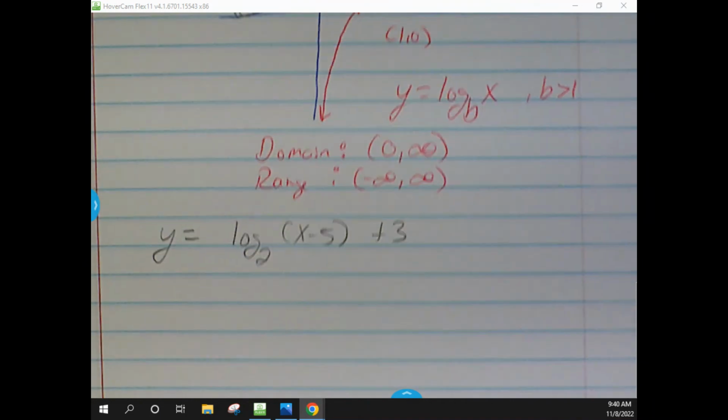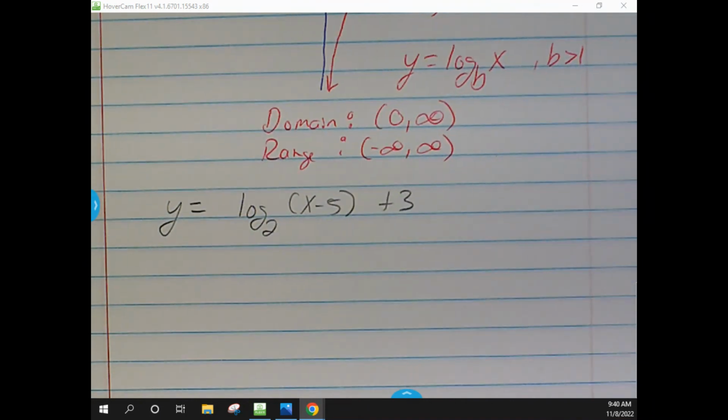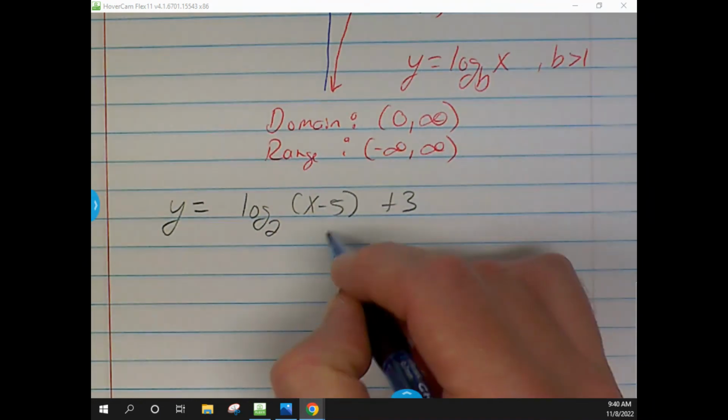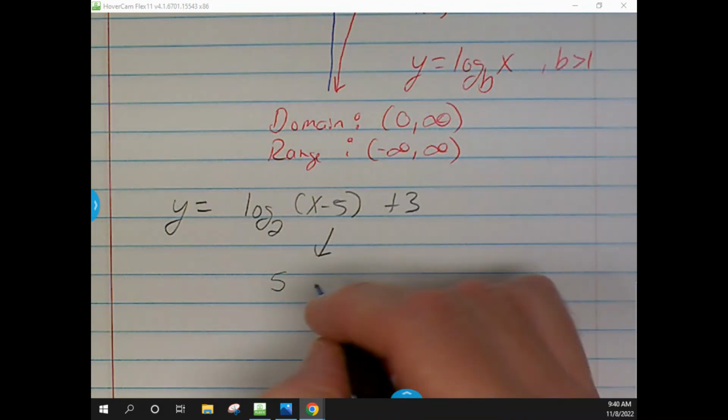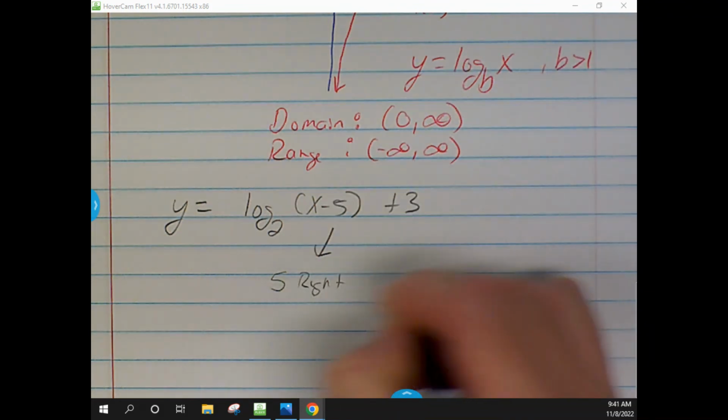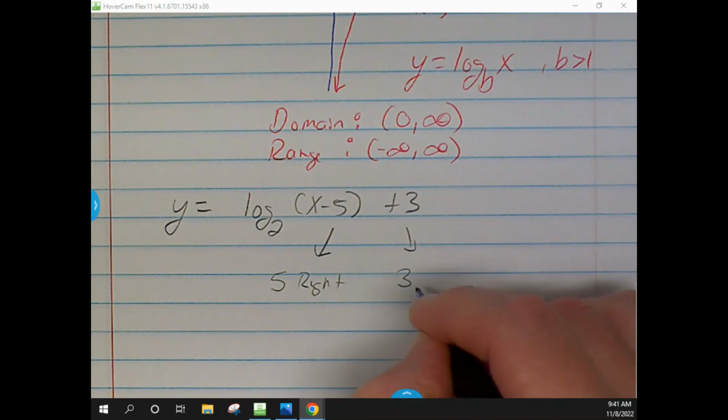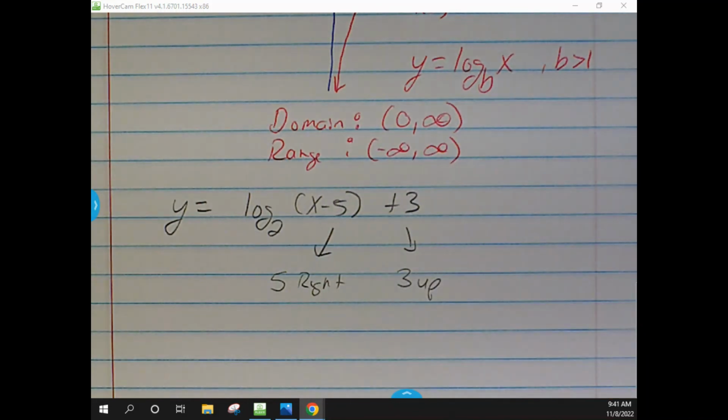Okay, so if I ask you to graph this one, and we might not actually graph it, we'll just do this. What's going to happen with the -5 that's on the inside? Guess what it's going to do? Yeah, it's going to go 5 opposite horizontal, right? It's going to move it 5 spaces, not to the left, but to the right. And then the +3 means we're going to move it 3 spaces up.